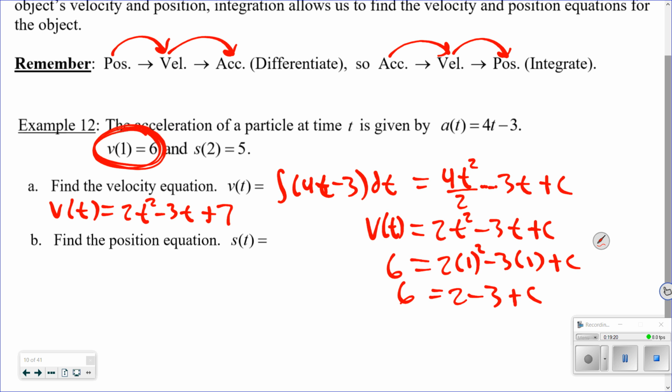Okay, now we're going to find the position function. Well, to find the position function, right, the position function is the integral of the velocity function. So it's the integral of 2t squared minus 3t plus 7.